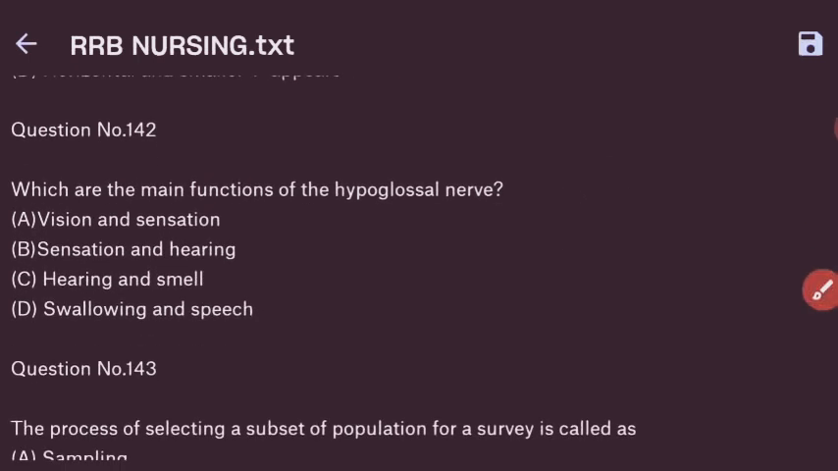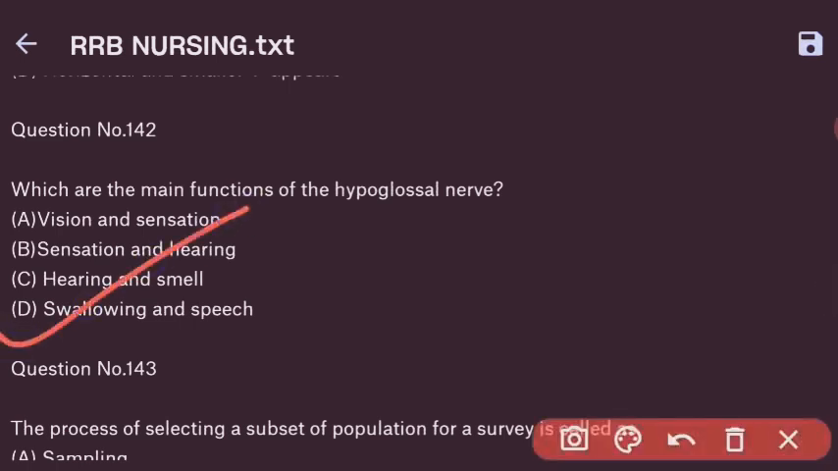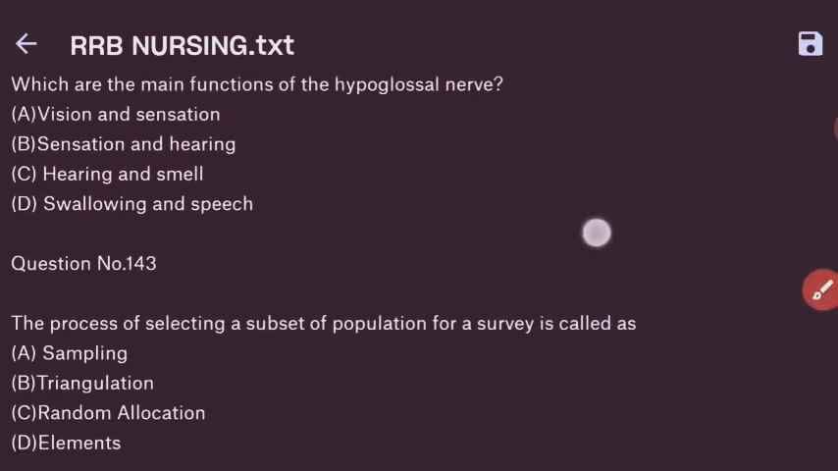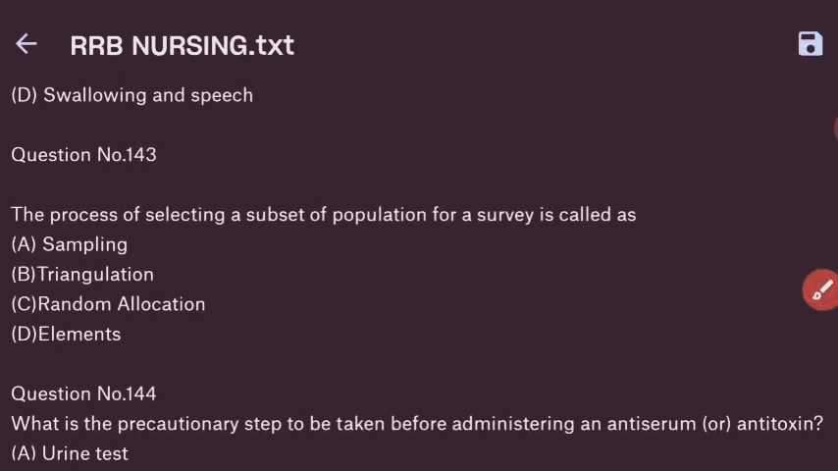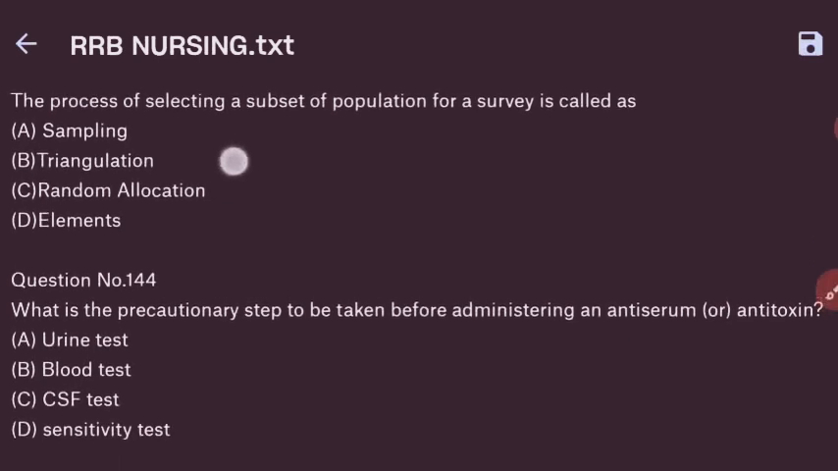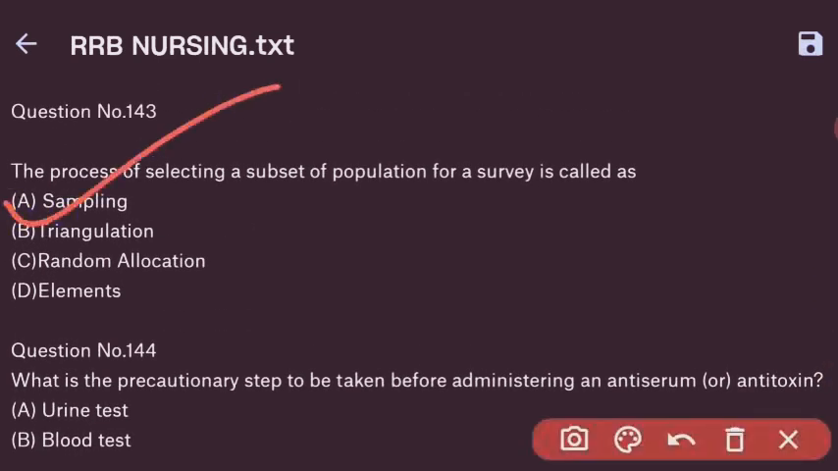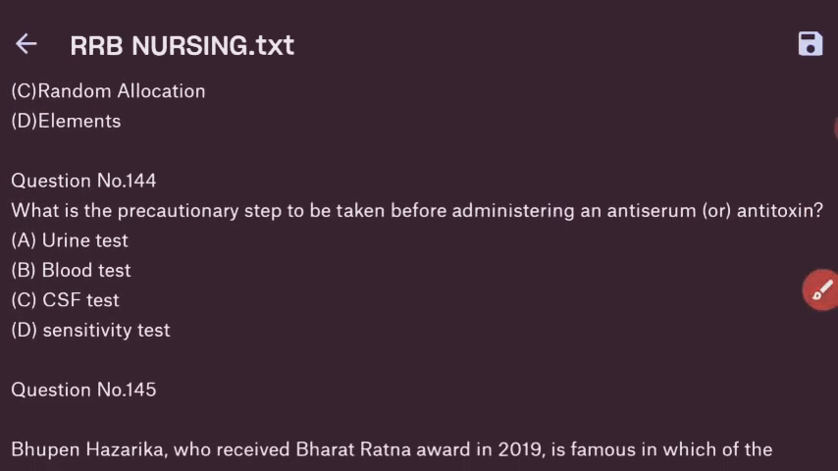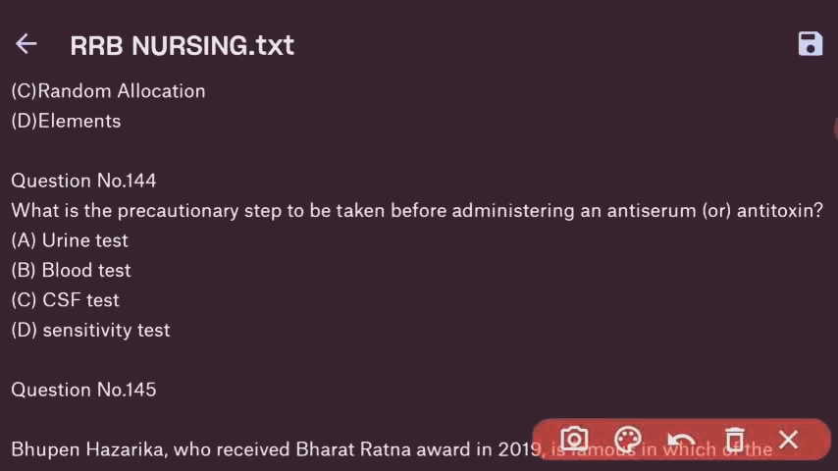Next question. What are the main functions of the hypoglossal nerve? Here the right answer is swallowing and speech. Next question. The process of selecting a subject from a population for a survey is called sampling. Next question. What is the precautionary step to be taken before administering an anti-serum or antitoxin? We have to go for a sensitivity test before administering an anti-serum. So D is the right answer.